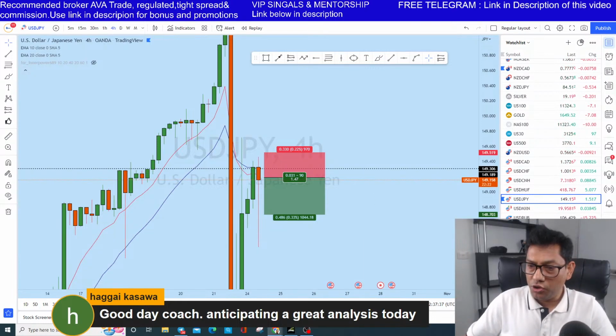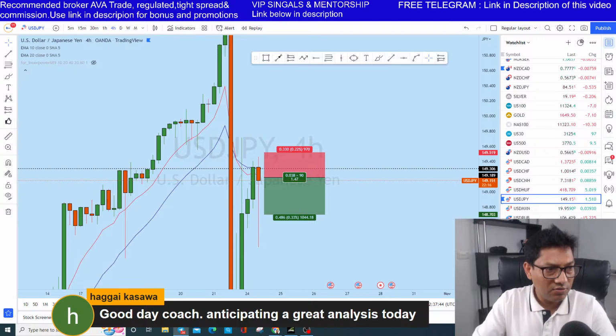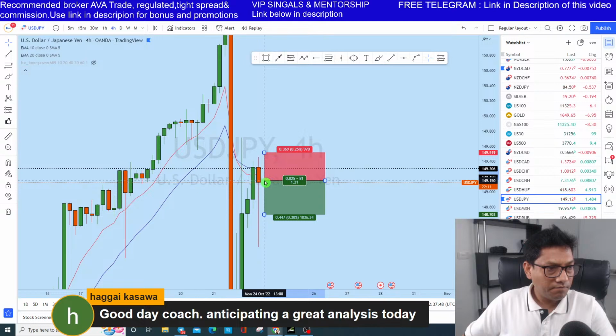I'm gonna open a position again on dollar yen. We already have one more position. I see it's now coming down. Why? It's very fast moving.